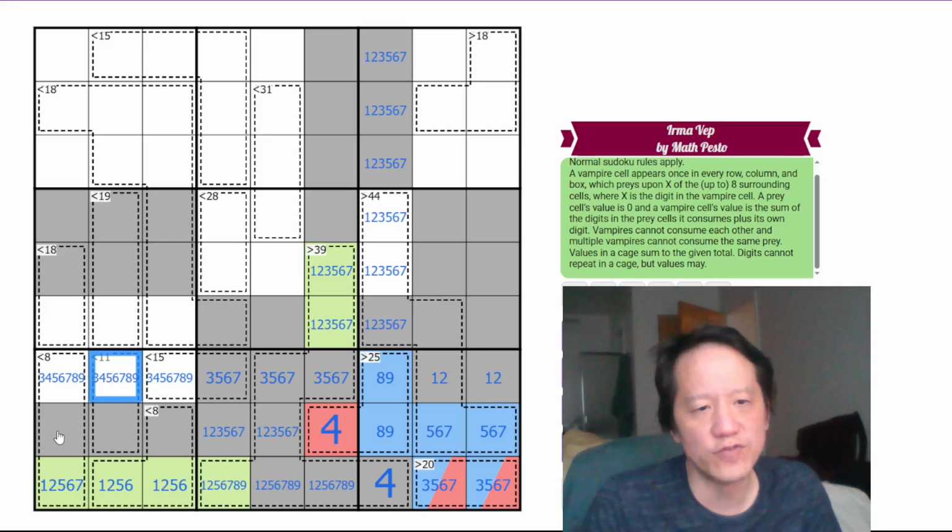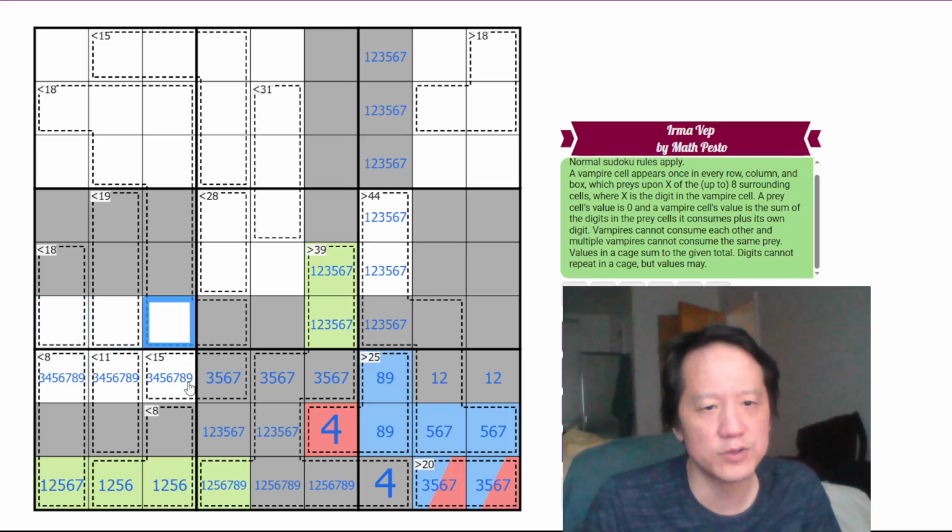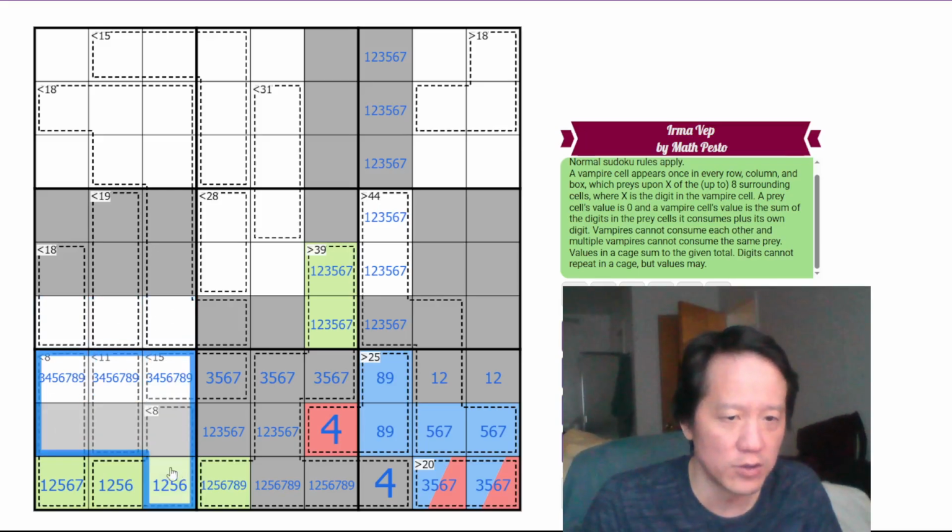So if this were a vampire, only... I guess you could not have a vampire here then. So this could only suck there, or this could only suck 1. And that would remove only 1 value from all of this, which would mean it's 36 at least, right? In value.